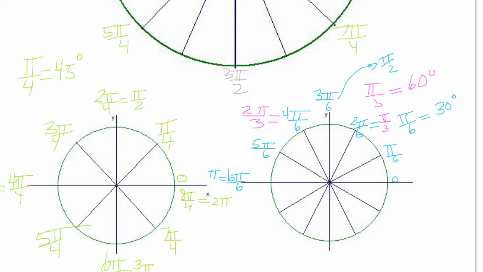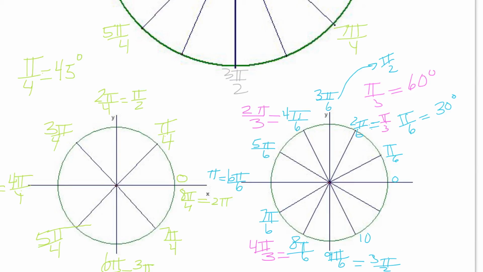7 pi over 6. 8 pi over 6, which is the same thing as 4 pi over 3. If we continue, we would get 9 pi over 6 here. And 9 pi over 6 is the same thing as 3 pi over 2.